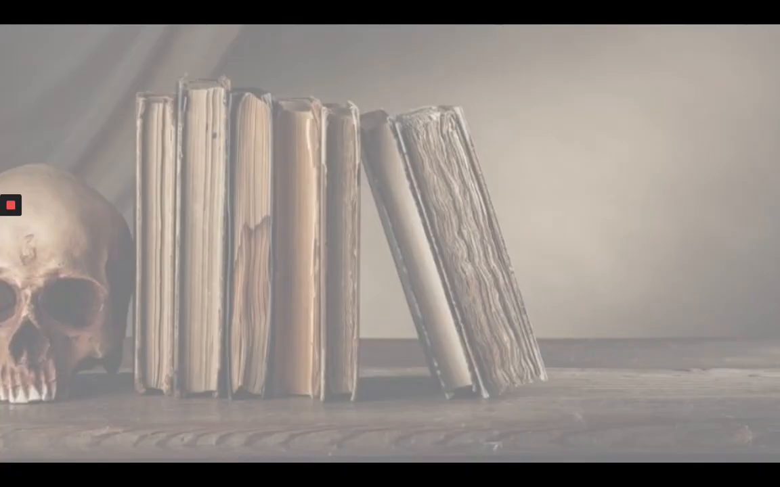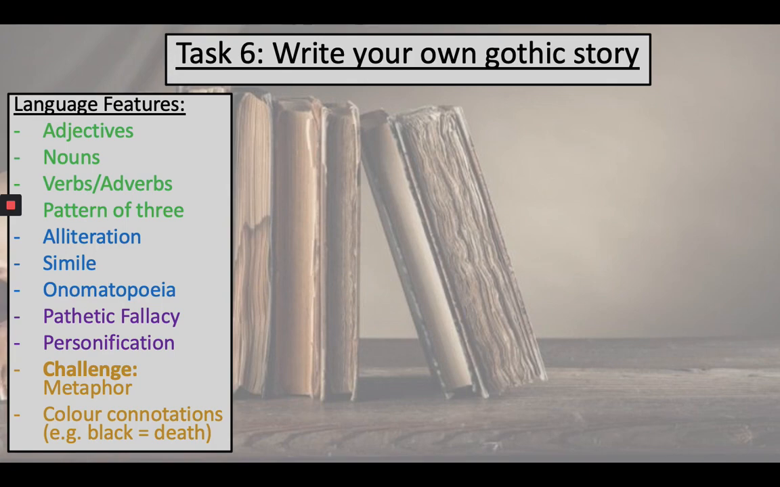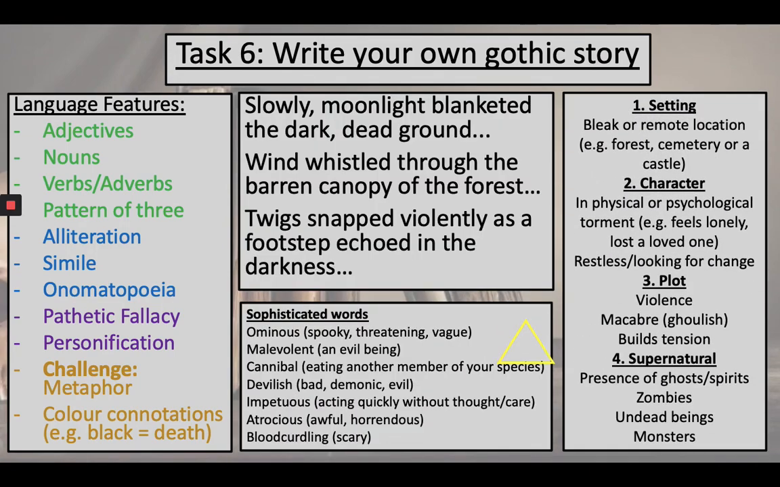So, this all leads me on to your final task. So you've got a choice. You can either write your own Gothic story, okay? You'll see on there I've got some sentence starters. I've included the 4 aspects that you need to consider when you're planning. I've got some sophisticated words for you to use at the bottom, and I've got language features there.